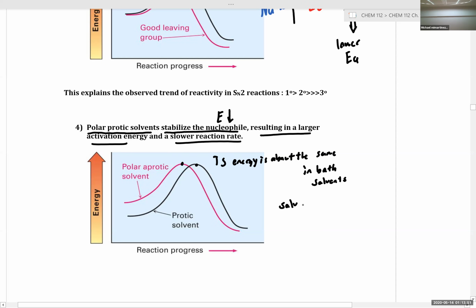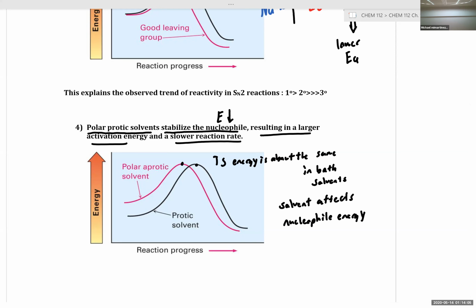The solvent affects nucleophile energy. So the solvent is affecting the relative energy of our nucleophile to this transition state. It's not influencing as much our transition state. Does that make sense to everyone? Looking at the graph, does everyone see how the transition state energy is about the same, but our reactant energy, our relative nucleophile energy, is quite different depending on the solvent? Does this make sense to everyone so far?